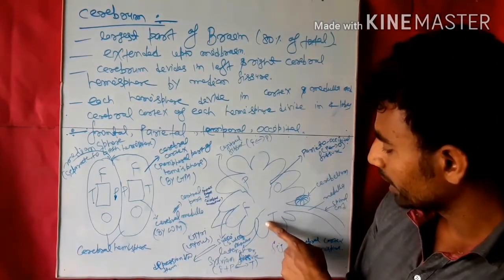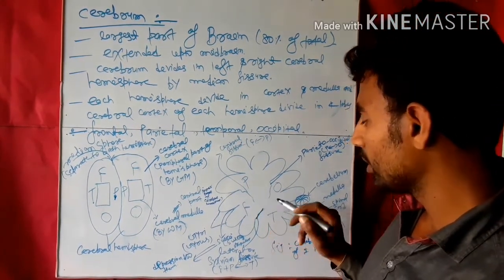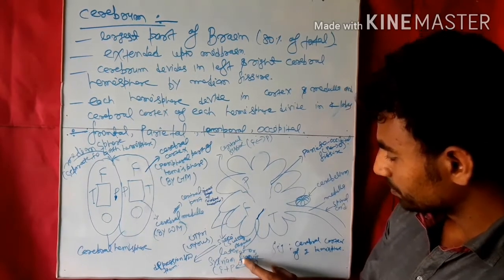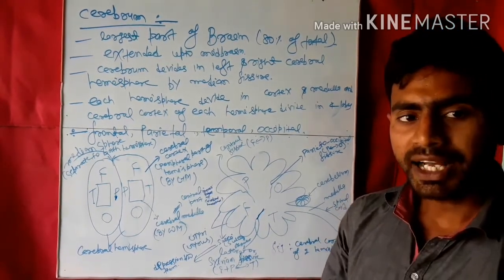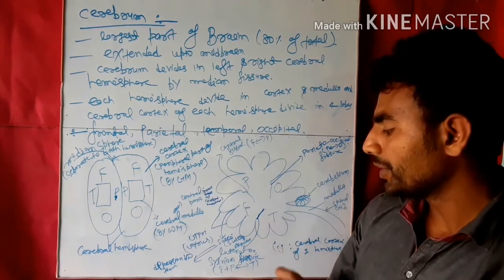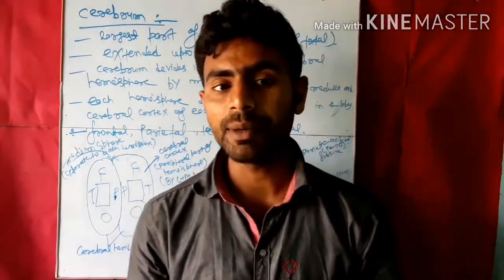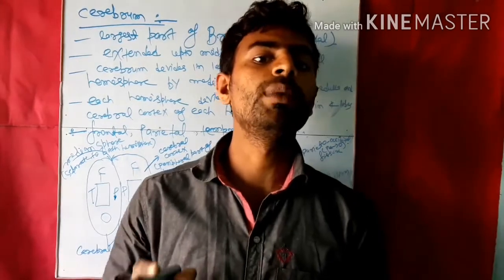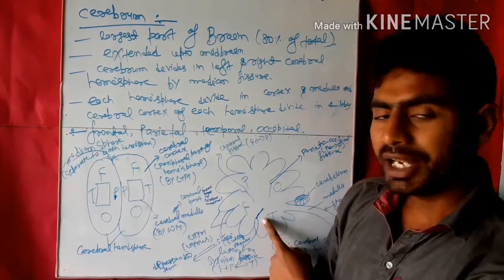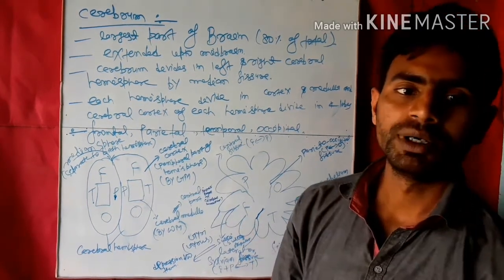Next is the lateral or sylvian fissure. Here you can see the sylvian fissure, also called the lateral fissure. The sylvian fissure divides the frontal and parietal lobes from the temporal lobe below.